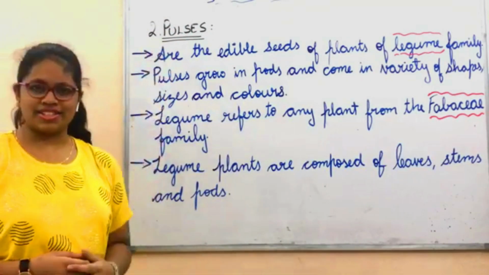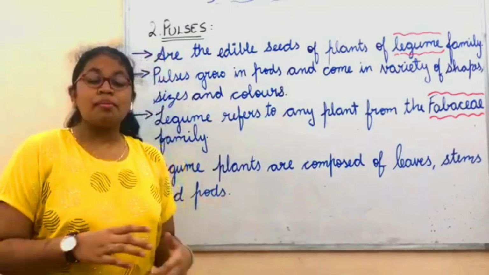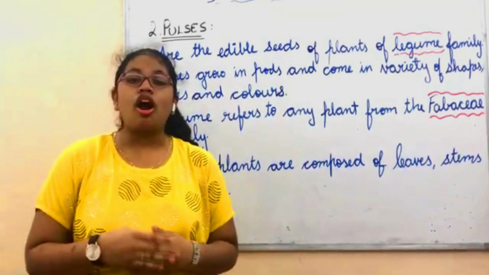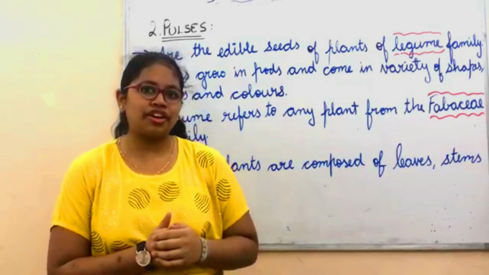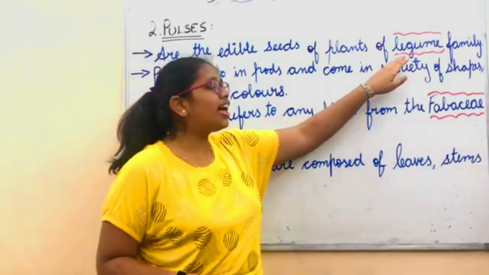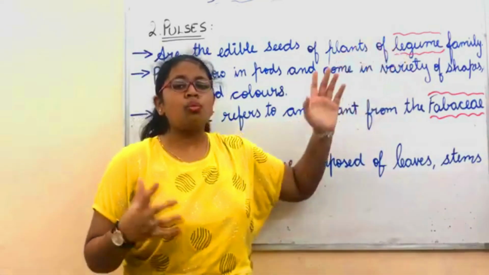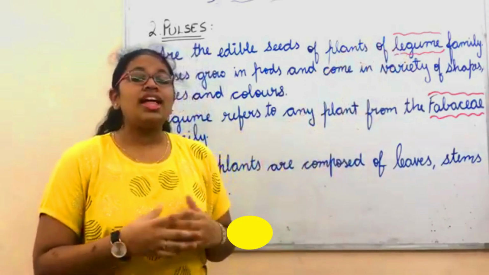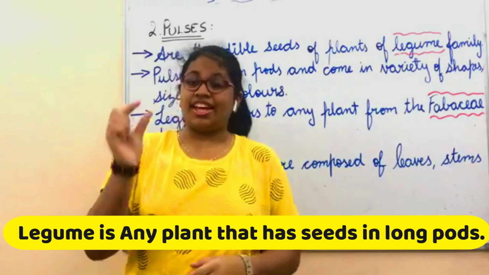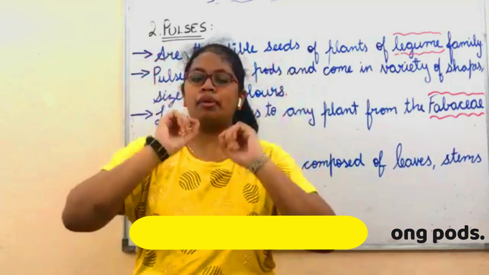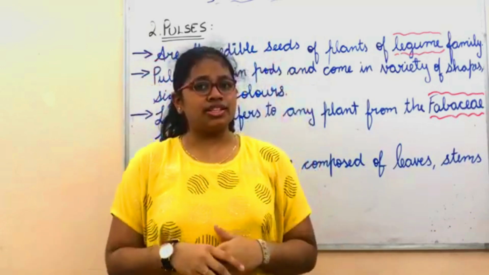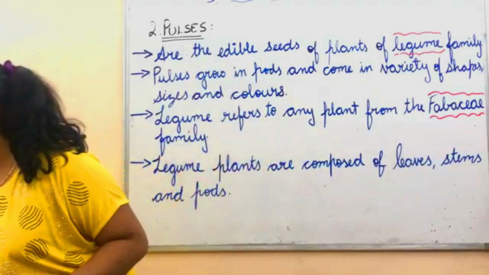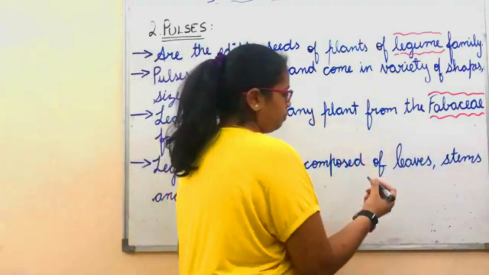Moving on to pulses. What are pulses? Pulses are the edible seeds of plants of the legume family. Look at this highlighted word, legume. What do we mean by legume? Legume is any plant that has seeds in long pods. Peas and beans are legumes. Look at this picture.